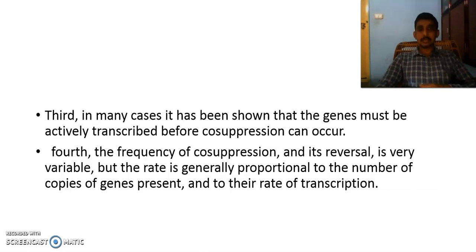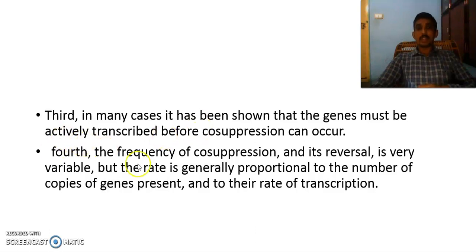And third, in many cases, it has been shown that the gene must be actively transcribed before co-suppression. So in some cases, both endogene and transgene produce their protein product. We can assume that in the third case, co-suppression may be due to a feedback mechanism, that is, the enzyme or the gene product itself prevents the function of both the transgene and endogene. That is, the feedback inhibition mechanism is also possible in case of co-suppression.